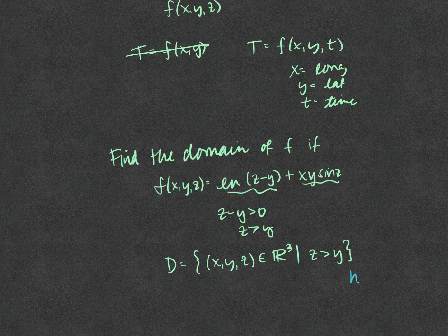So this is called a half space, and it's the set of all points above the plane y equals z. So if you think about the plane y equals z, z has to be greater than y, so we're sitting above that plane. Now, since we're in 3 space, that means we're actually looking at a 4-dimensional graph, so it's very hard to get. So instead of looking at level curves, we're looking at level surfaces.